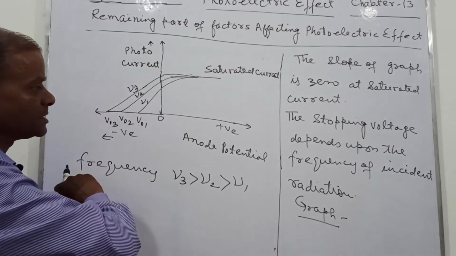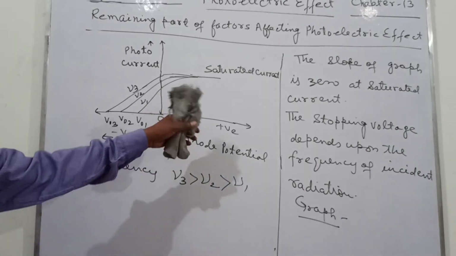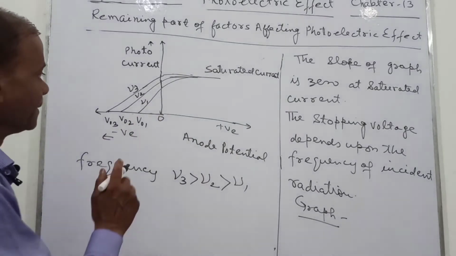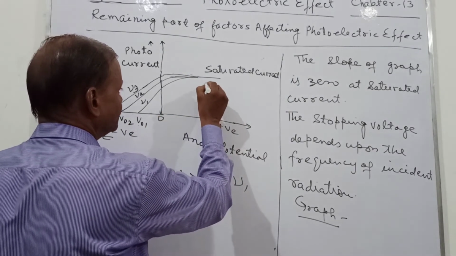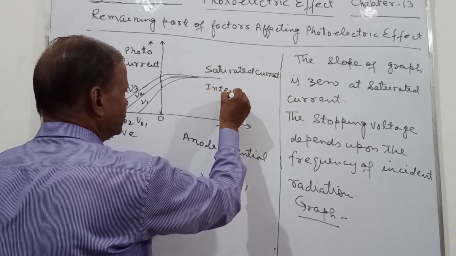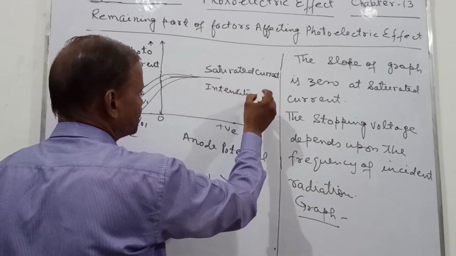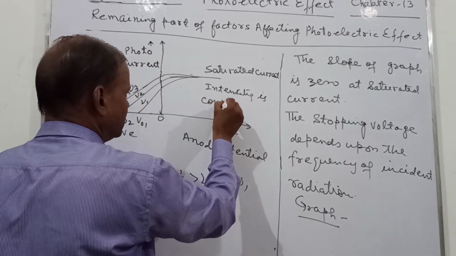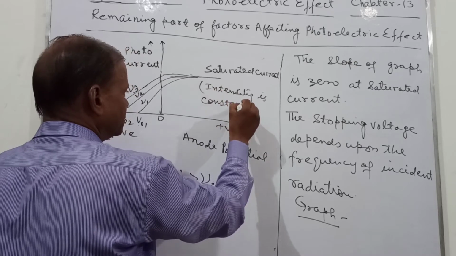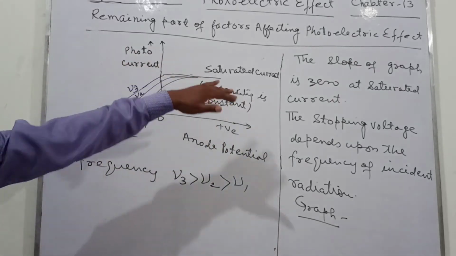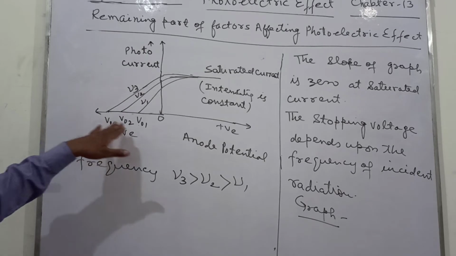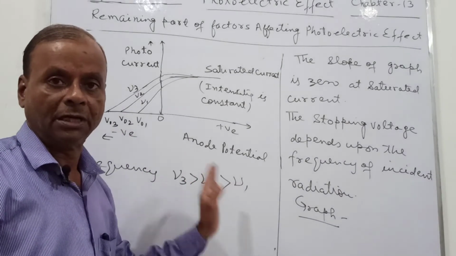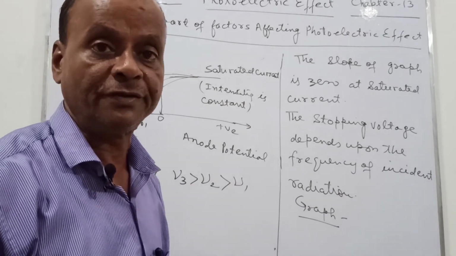Now here the intensity is constant. We set it like this, keeping the intensity constant, and then we study the different stopping potentials. The stopping potential is always negative.